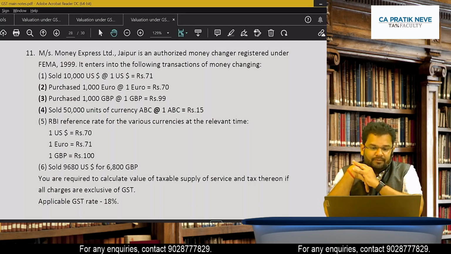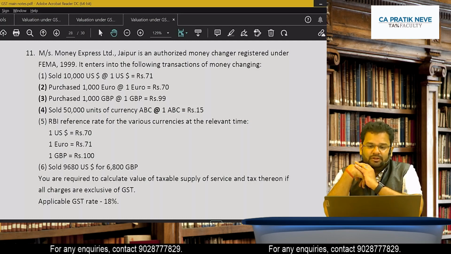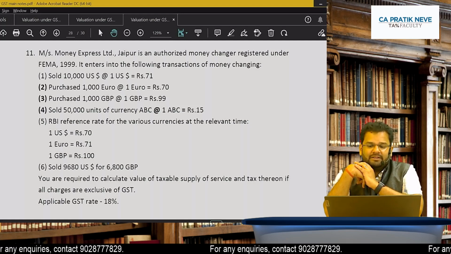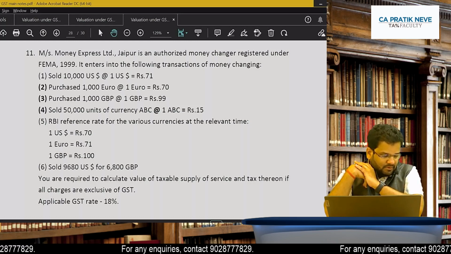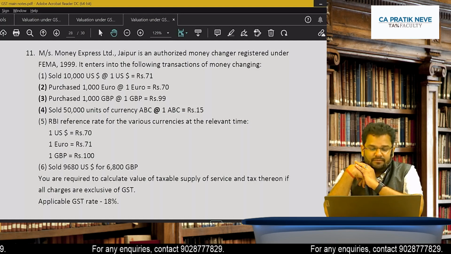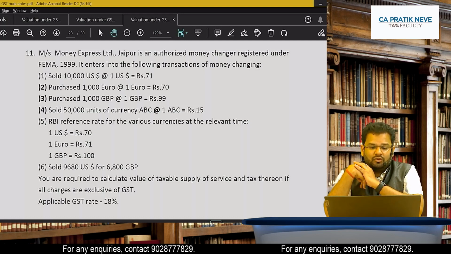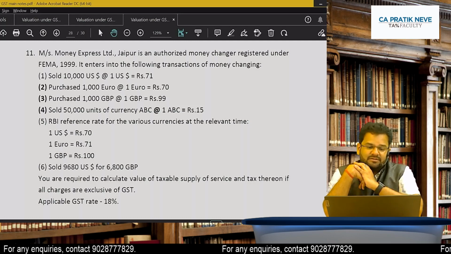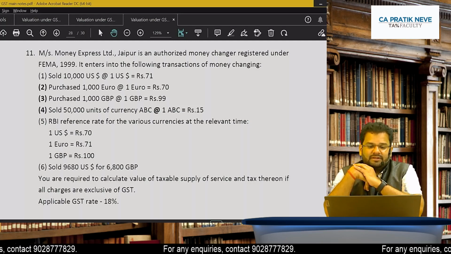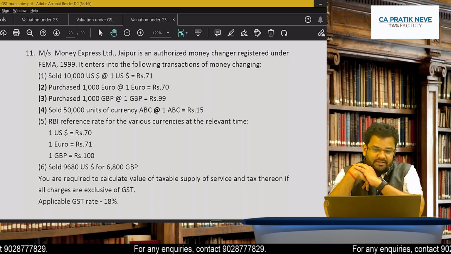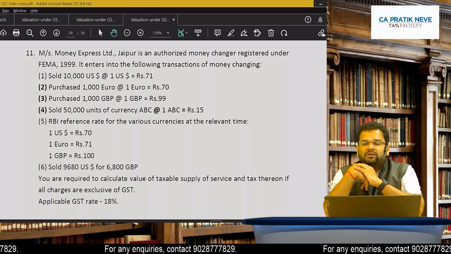Okay, Messrs Money Express Limited Jaipur is an authorized money changer registered under FEMA. What is the first transaction? Sold 10,000 US dollars at 1 US dollar is equal to 71. Tell me friends, it has been sold for 71, but what is the RBI reference rate for US dollar? It is 70. So how much is the profit earned?